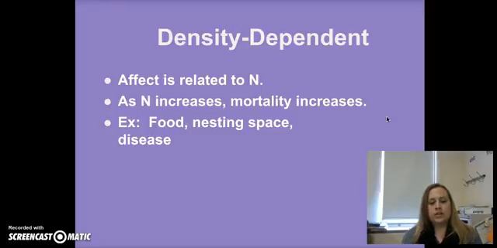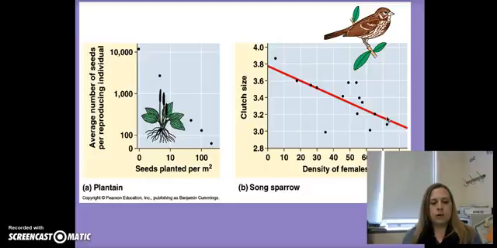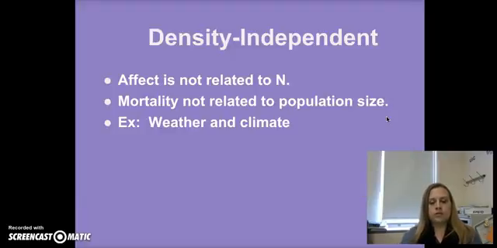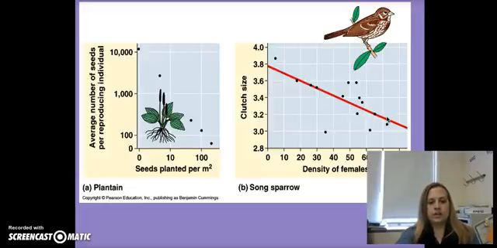So density dependent factors, they are related to the population size. So as the population increases, mortality tends to increase as well. And this is because you have competition for resources. So you've got competition for food and water, for mates, for nesting space. Disease is more likely to spread when density is high.